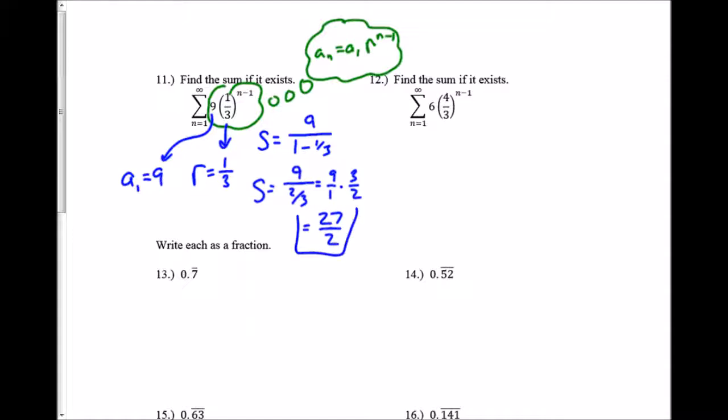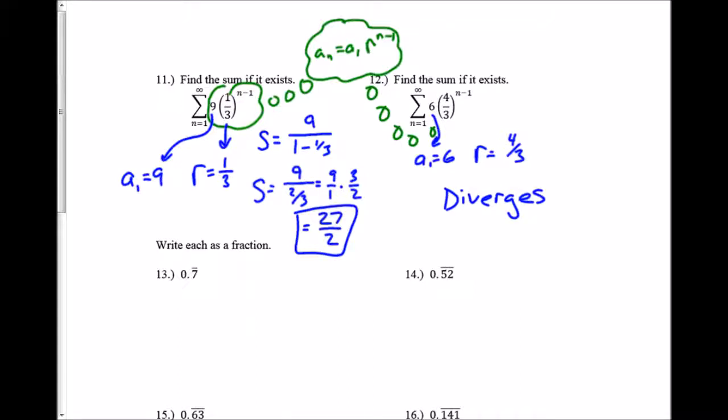When I look at this equation right here, I can see right away that the A sub 1 is the 6. I can see that the R value is the 4/3. And 4/3 doesn't fall in my acceptable range. It's greater than 1. It's too big. So I'm going to say this one diverges, which means I can't find the sum, so I don't bother with my formula. Okay?